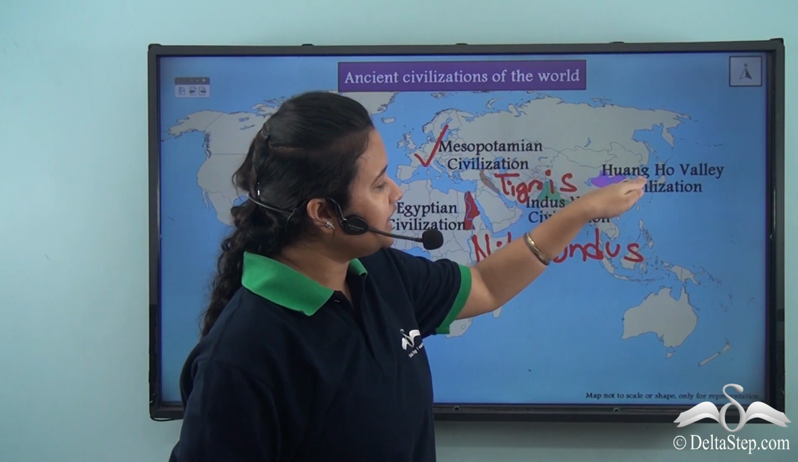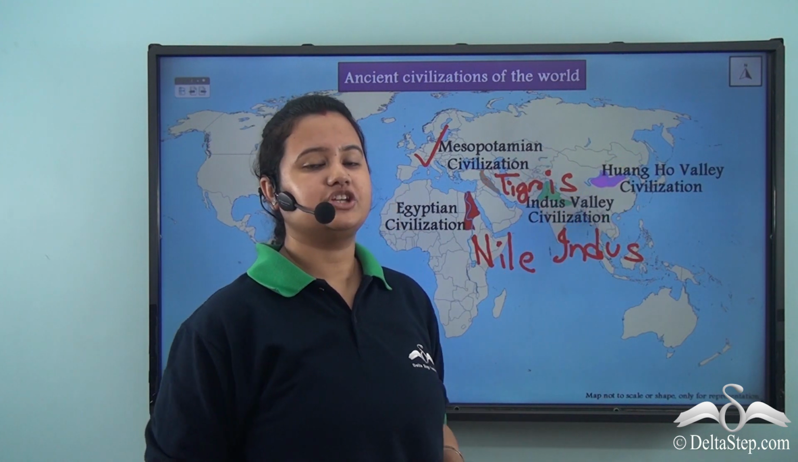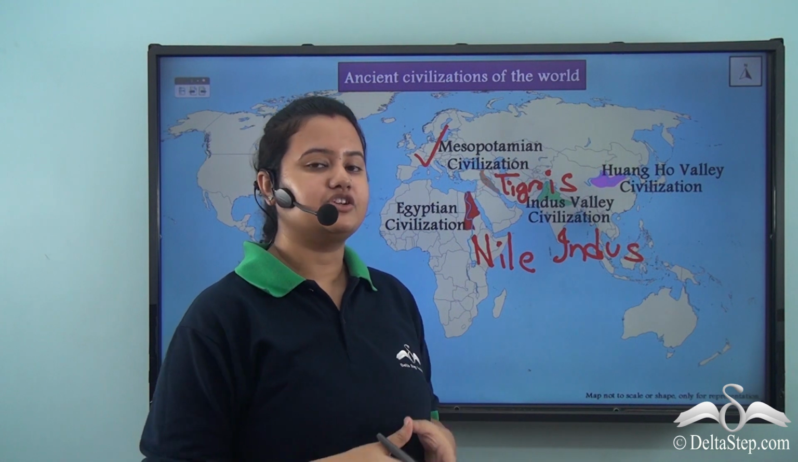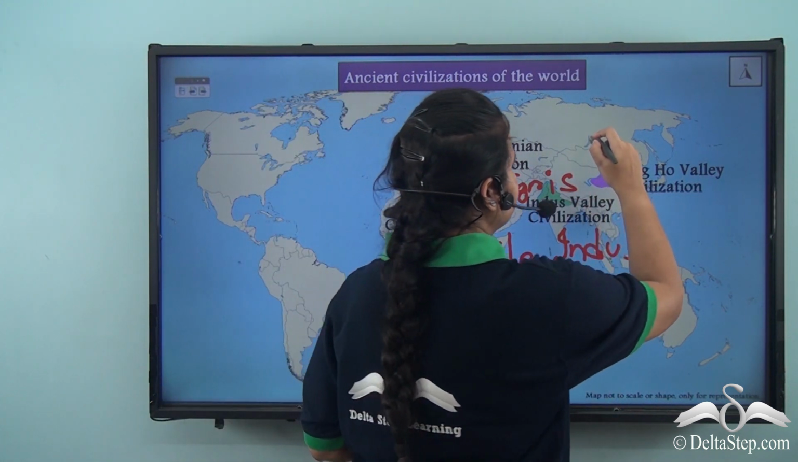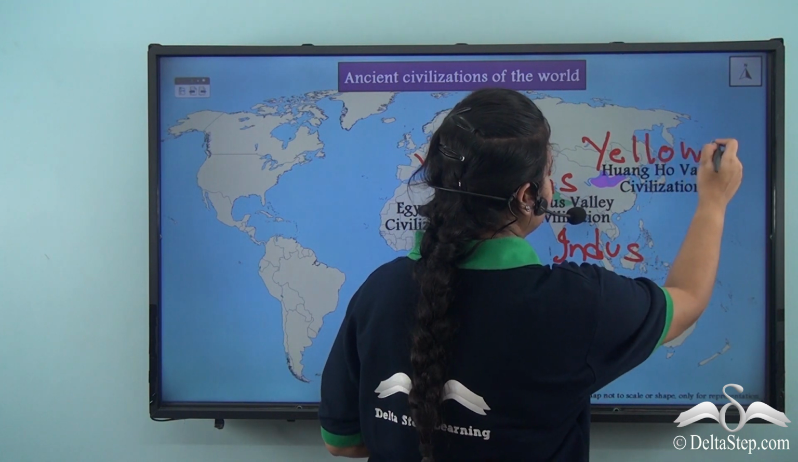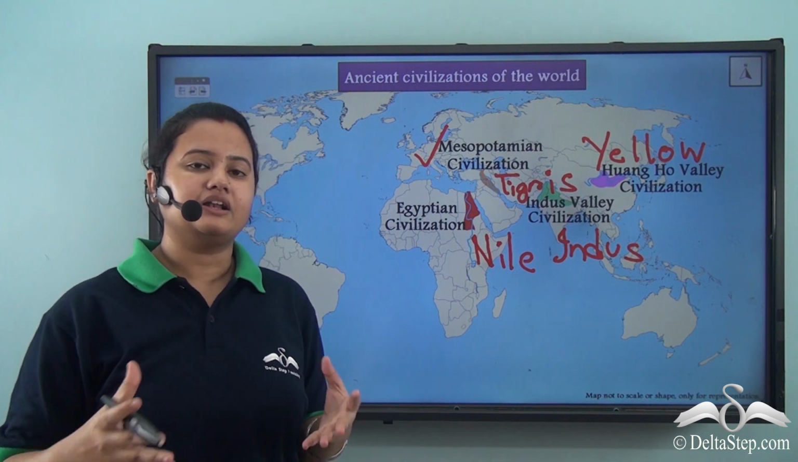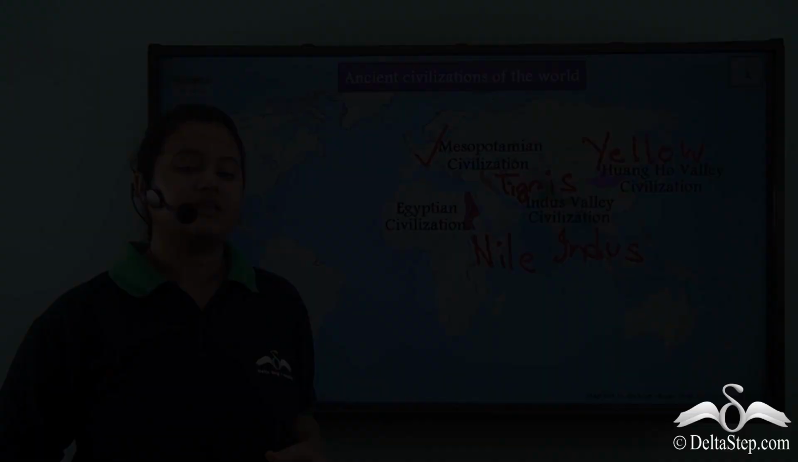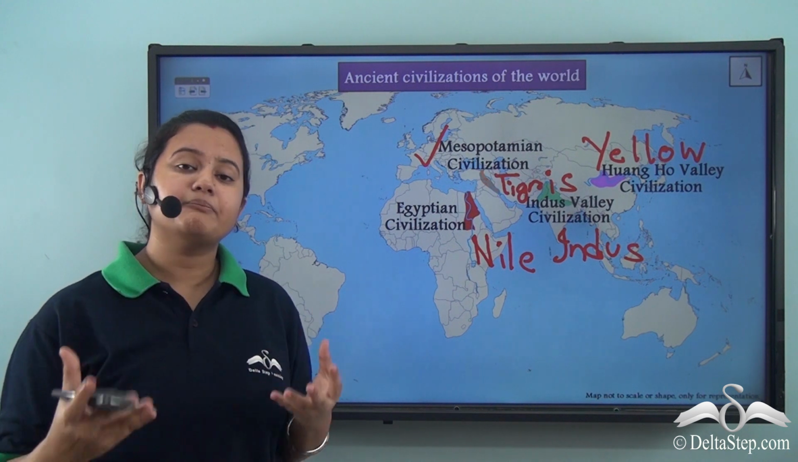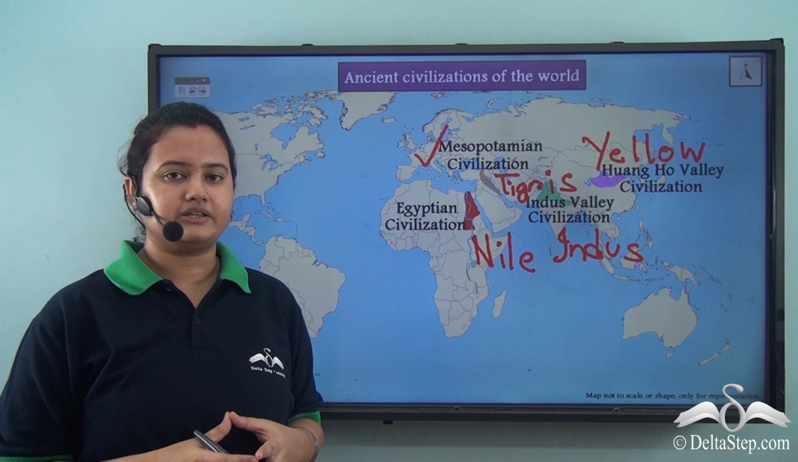Now, an ancient Chinese civilization, that is Huanghe civilization, developed and flourished along the banks of the Yellow River. Thus, here we find that plains are the cradle of ancient civilization. Now, before discussing the importance of plains, let us first understand the meaning of plains.